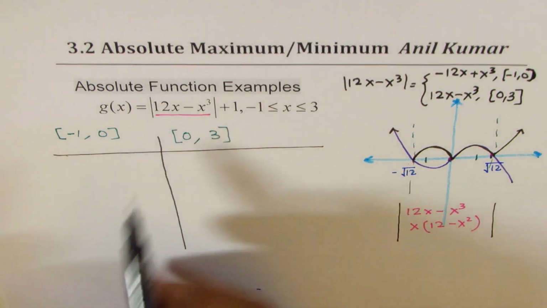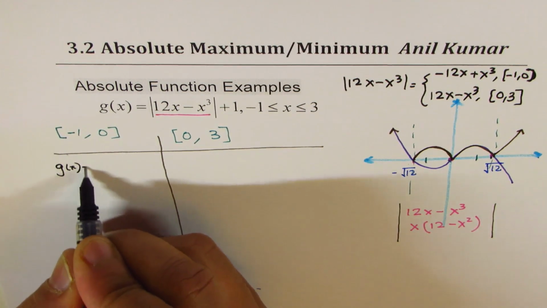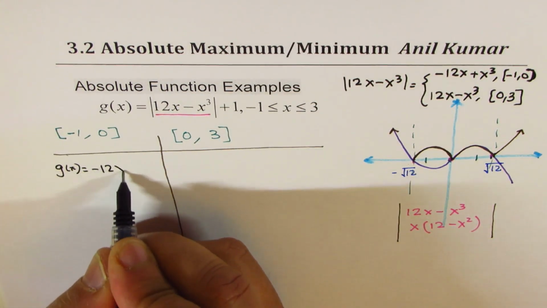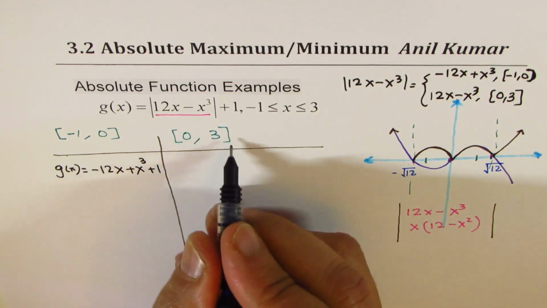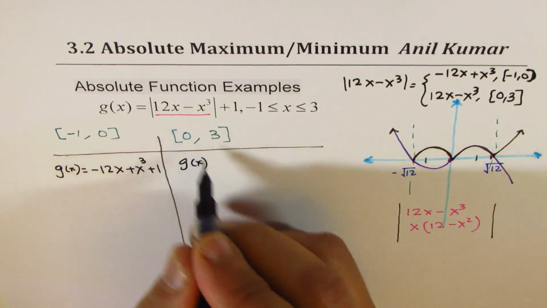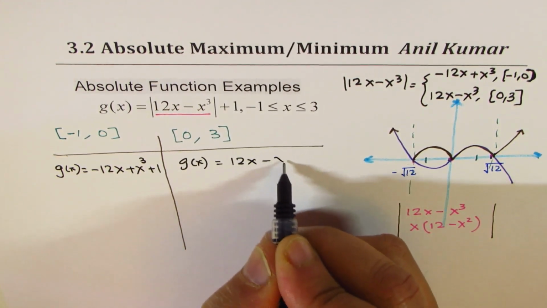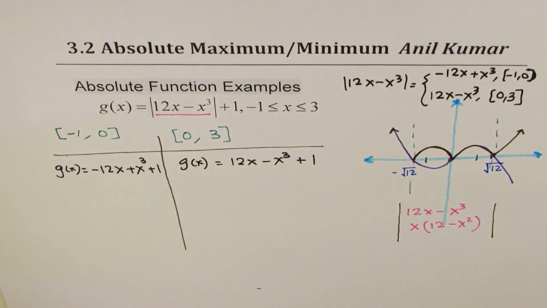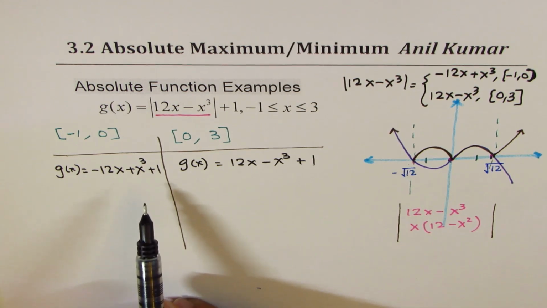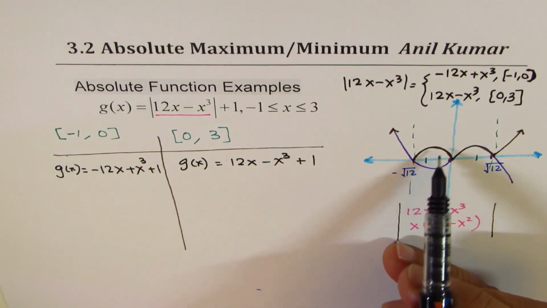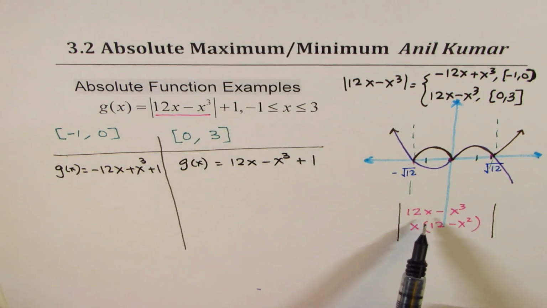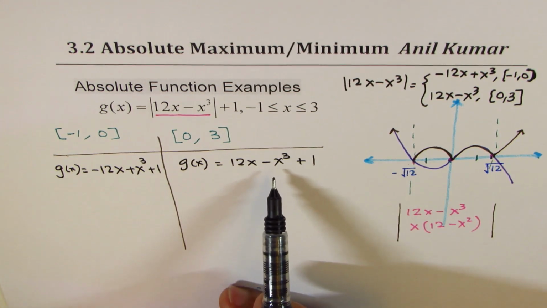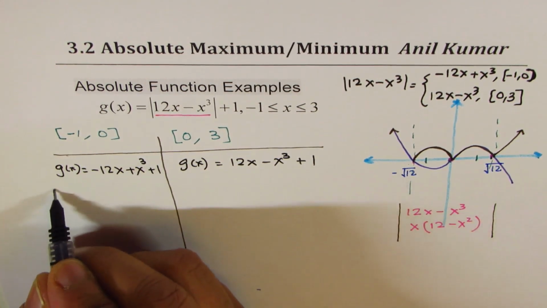Correct? So our equation g of x can now be written as minus of 12x plus x cubed plus 1. And on the right side, g of x can be written as 12x minus x cubed plus 1. Now that is a very critical step to understand. Take your time and then move forward, right? In this portion, since we flipped, we are taking the negative of this. Here we retain the same function, 12x minus x cubed. So we are writing it as such. Perfect? Okay.